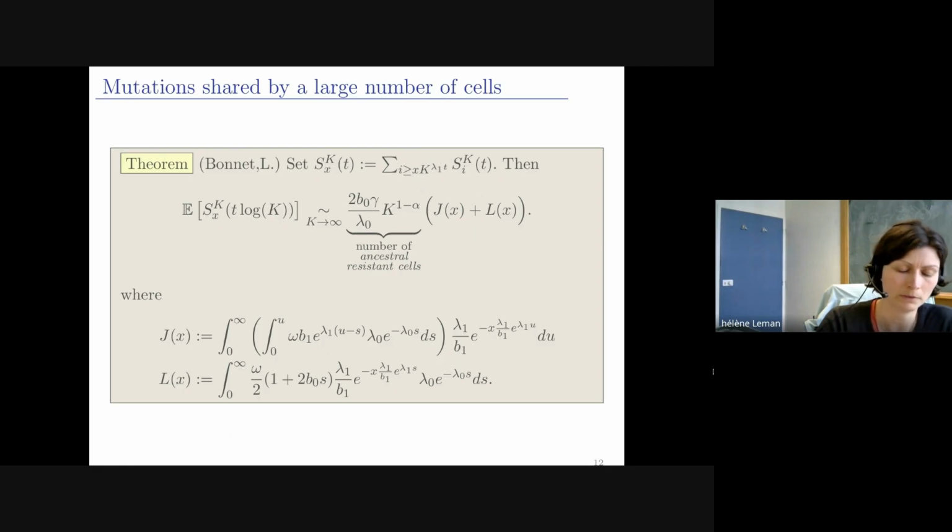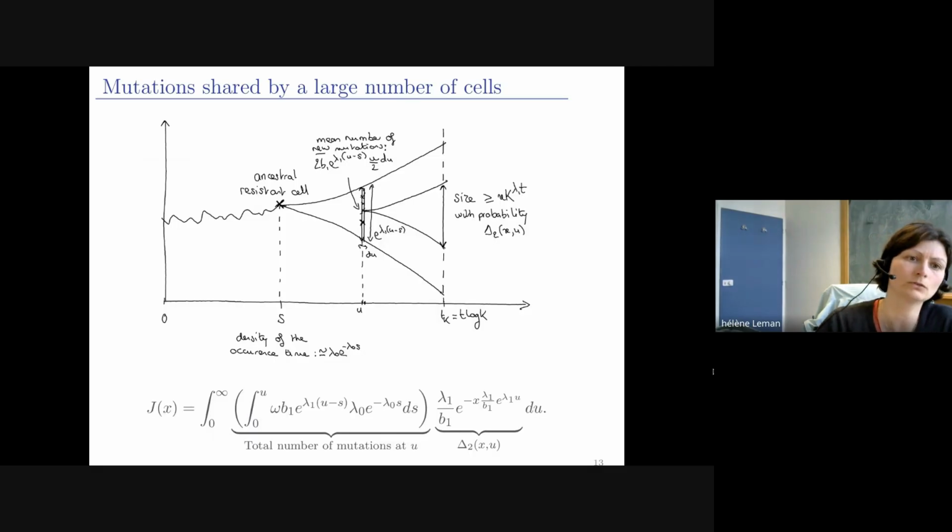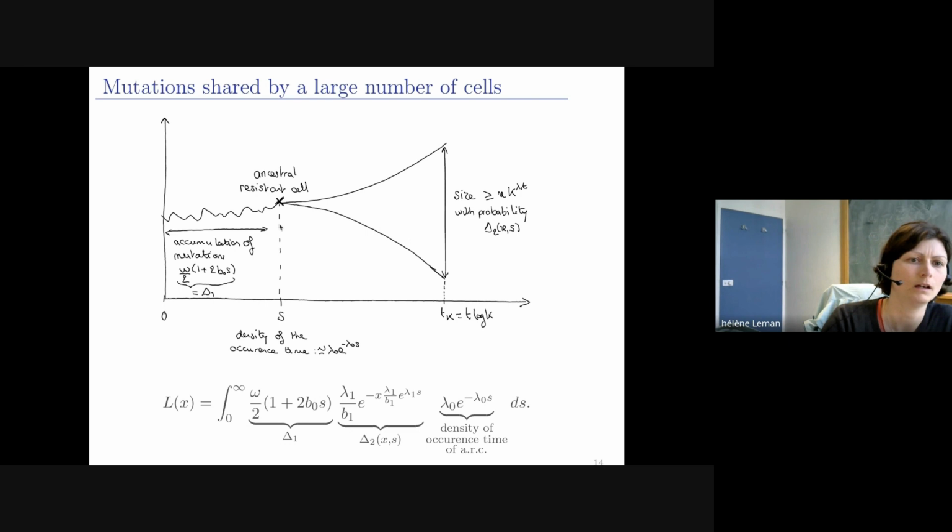These two quantities can be understood as two contributions. The first contribution, J for example, is the contribution of the mutations that appear in the resistant individuals, so after the resistant mutation appears. And the second part, L of x, corresponds to the accumulation of mutations in the sensitive cells, so before the resistant mutation.